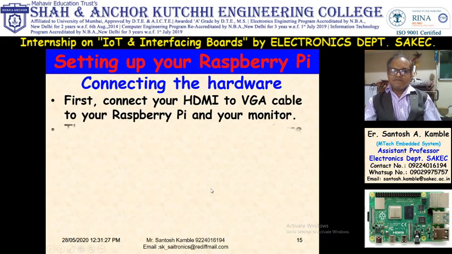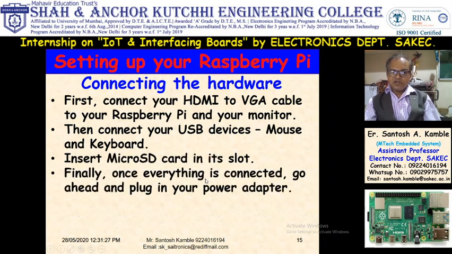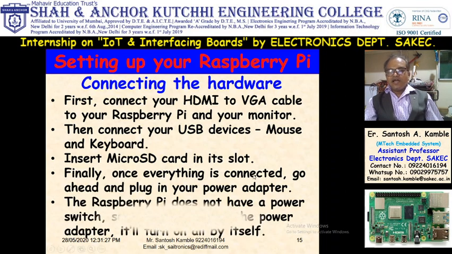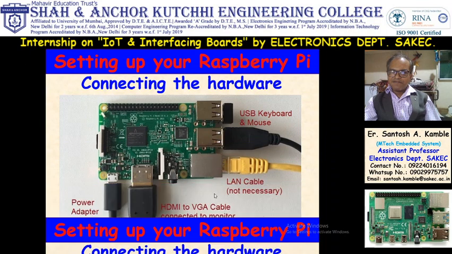Now first connect the HDMI cable to the HDMI VGA cable so that you can connect your monitor. Connect your USB devices like USB mouse and USB keyboard. Insert the micro SD card in its slot. Then after connecting, plug in the power supply. Remember, Raspberry Pi doesn't have a power on switch. So by turning the power supply on and off, you can turn the Raspberry Pi on and off. So this is the basic requirement to set up the hardware.